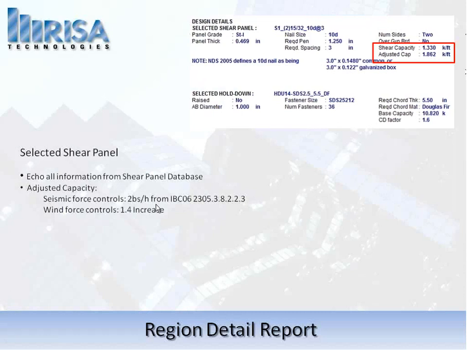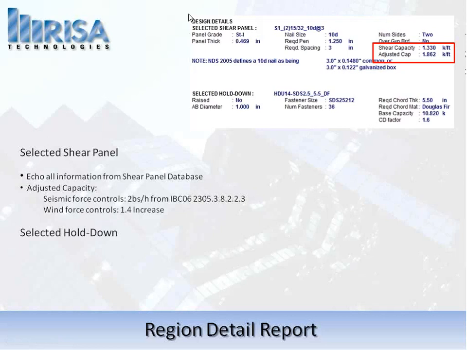You can also adjust it based on the wind force. So you can see a 1.4 increase for the wind. So which one are you actually designing this for? Which governed will tell us here how it got adjusted. This one's a wind one. 1.4 is actually adjusting it there.